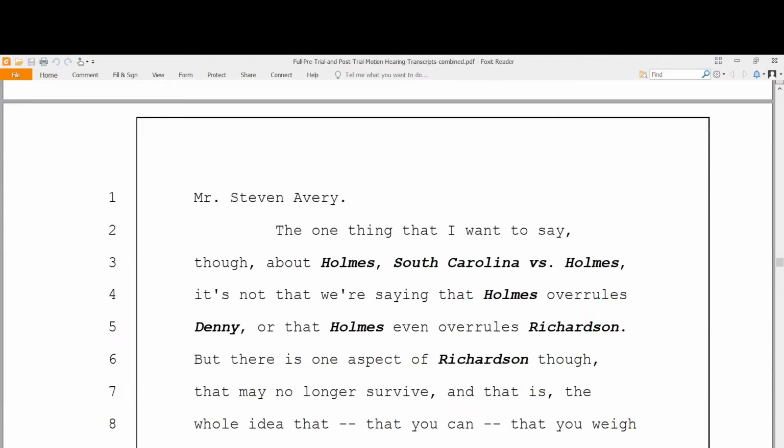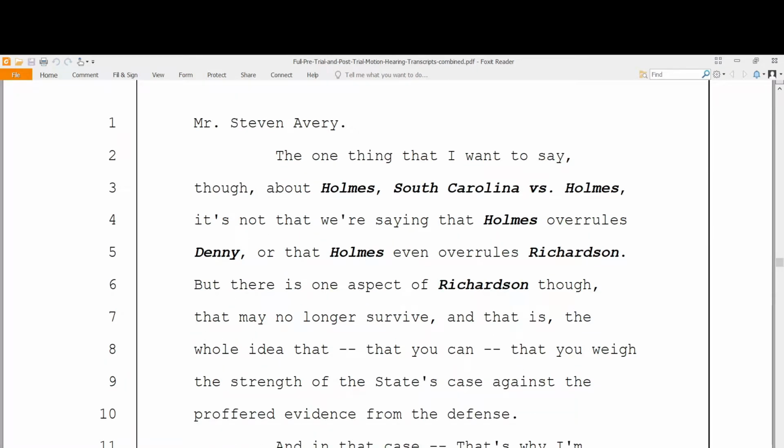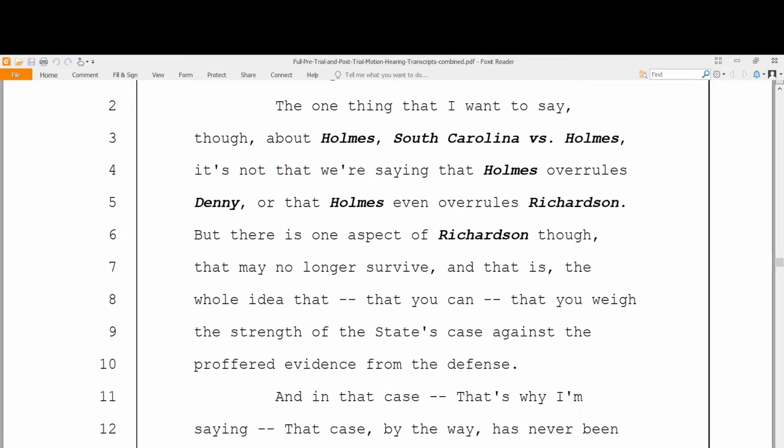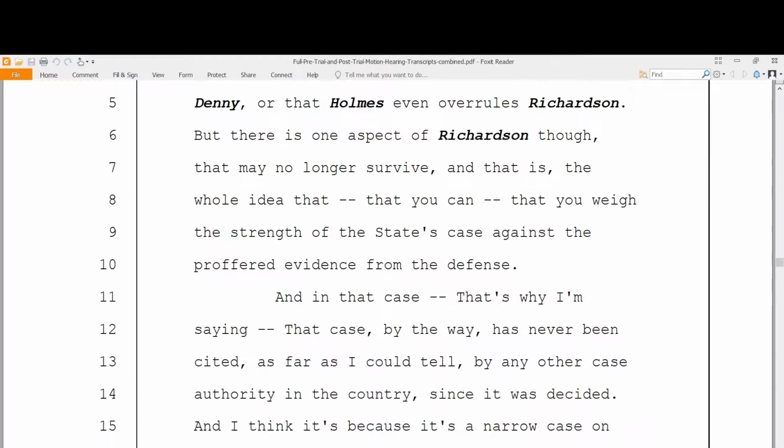The one thing that I want to say, though, about Holmes, South Carolina versus Holmes, is that we're not saying that Holmes overrules Denny or that Holmes even overrules Richardson. But there is one aspect of Richardson that may no longer survive, and that is the idea that you weigh the strength of the state's case against the proffered evidence from the defense.